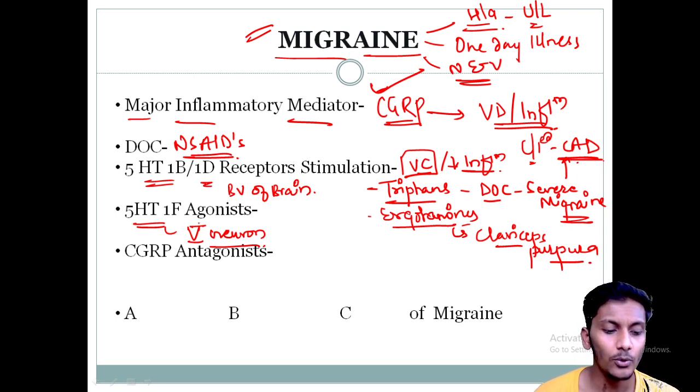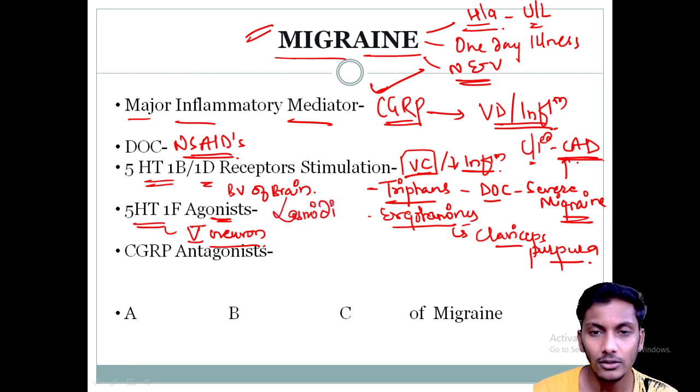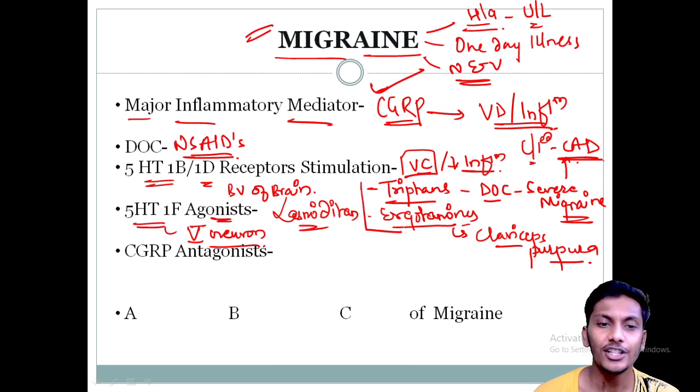So the trigeminal neuron has these 5-HT1F receptors, and if these receptors are to be stimulated, then we can use some agonist. And which are the agonists used? These drugs are known as ditans, and the drug name is lasmiditan. So please remember, guys, the 5-HT1F agonist is lasmiditan.